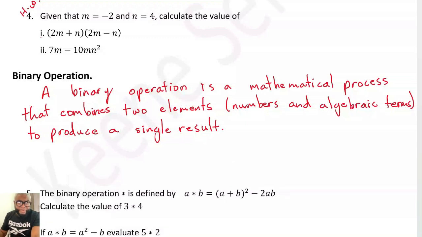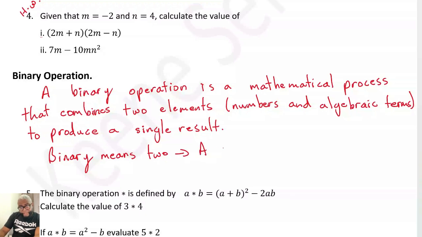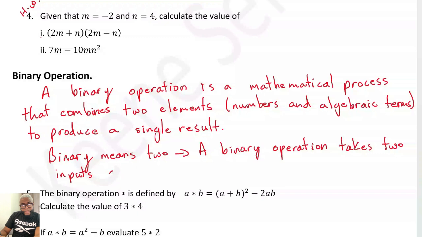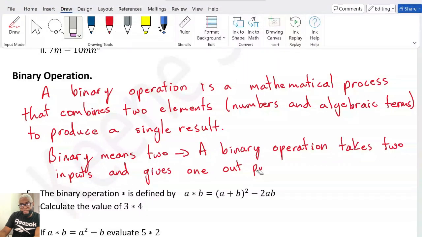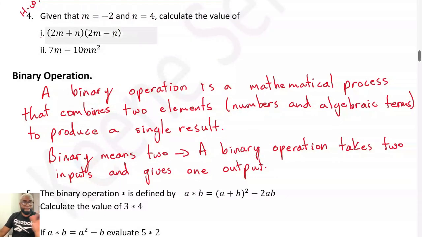Right? So everybody know what binary means? Binary basically means 2. So a binary operation takes 2 inputs and gives 1 output. Your 2 inputs would be the 2 values that you're placing into the algebraic expression, and you're getting one answer, right?